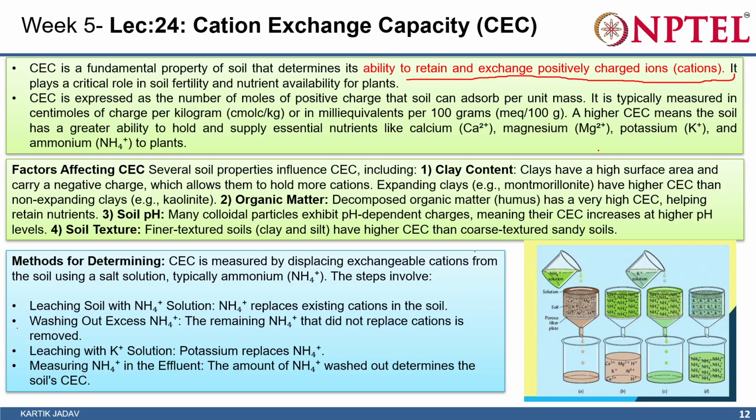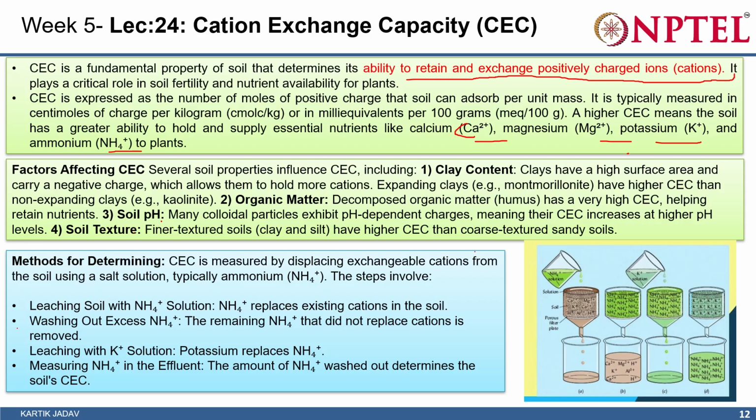What are the types of cations? That is calcium, magnesium, potassium, ammonium. These are cations. What is an anion? An anion is an ion having a negative charge, like chlorine, bromine, iodine, fluorine, then nitrate. All these are anions.